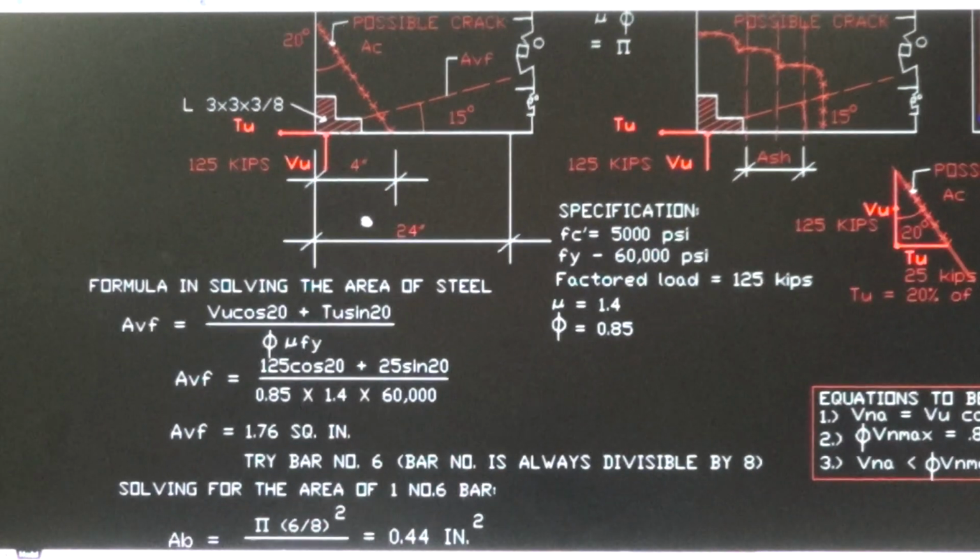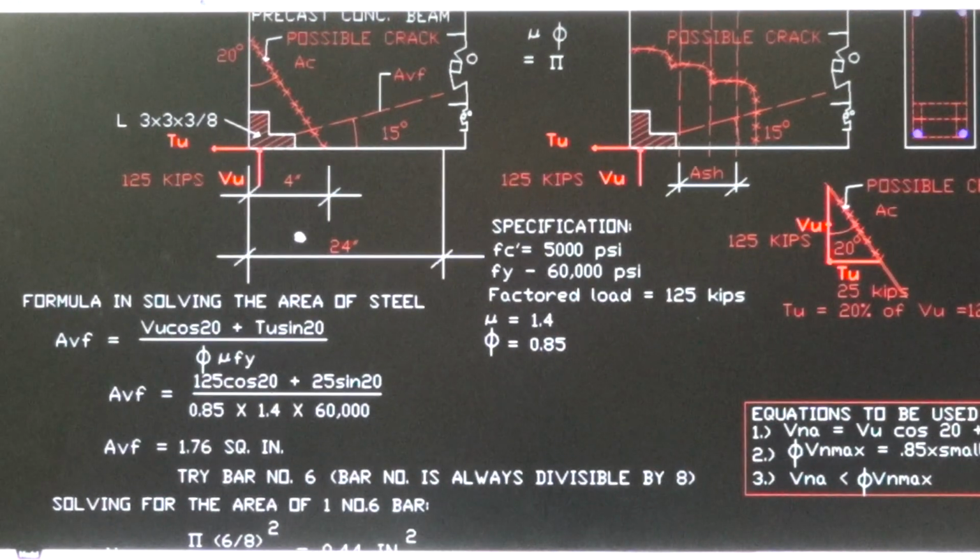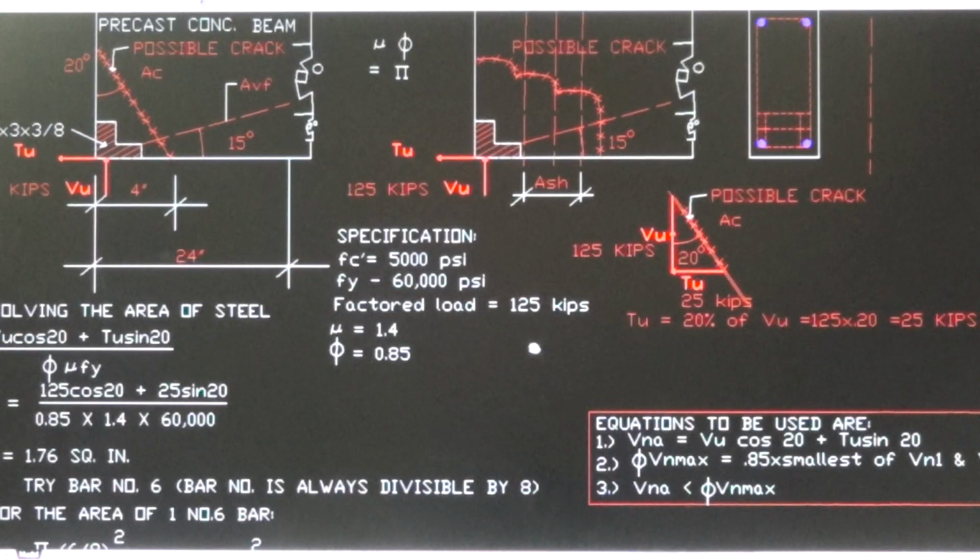The formula for solving the area of steel, the reinforcement steel that we're going to be designing, is: AVF is equal to VU, the applied reaction carried by the crack, times cosine 20 degrees plus TU sine 20 degrees. Okay, let me explain that VU and TU.